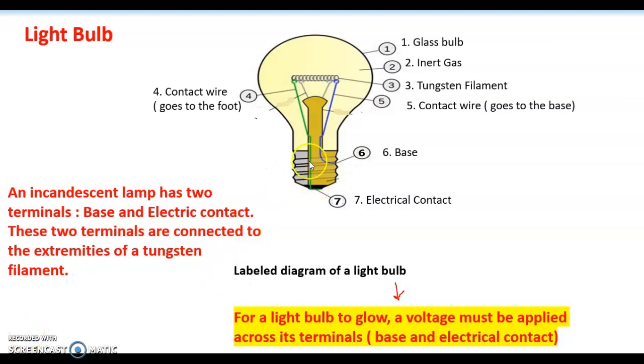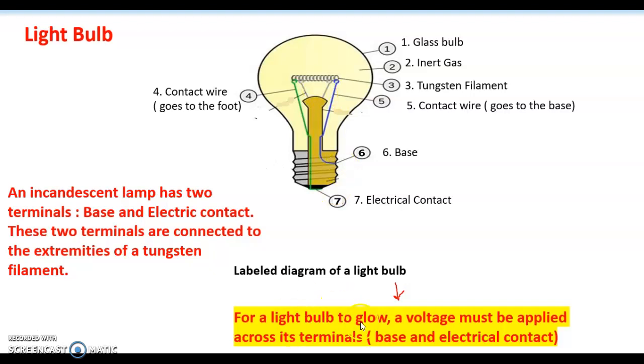So as discussed before, these are the parts for a light bulb. Now, an incandescent lamp has two terminals, the base and the electrical contact. These two terminals are connected to the extremities of a tungsten filament, as you can see. So if a voltage is applied across the terminals of the light bulb, the filament will have enough energy and it starts emitting light due to the excitation of the atoms.